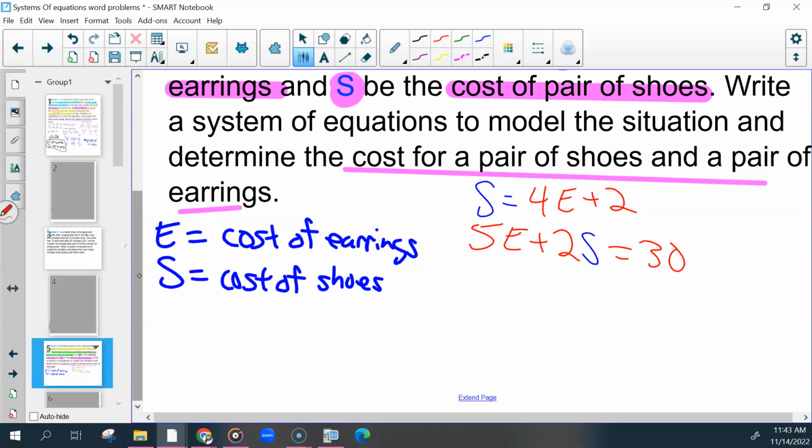If you have an equation that's already solved for a variable, which method should we use? Elimination, substitution, graphing? We could use elimination, but we'd have to solve this so that they all line up. Substitution. Because we have a variable, it's solved already. So I can take this and put it in for S and then solve.